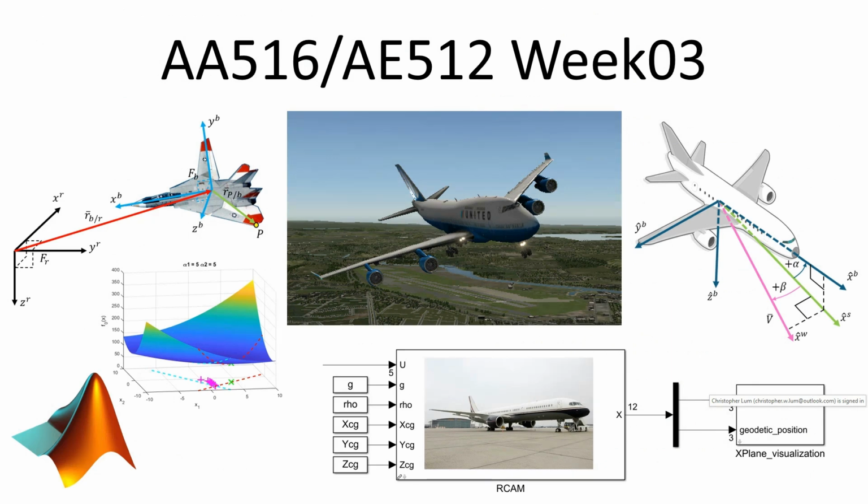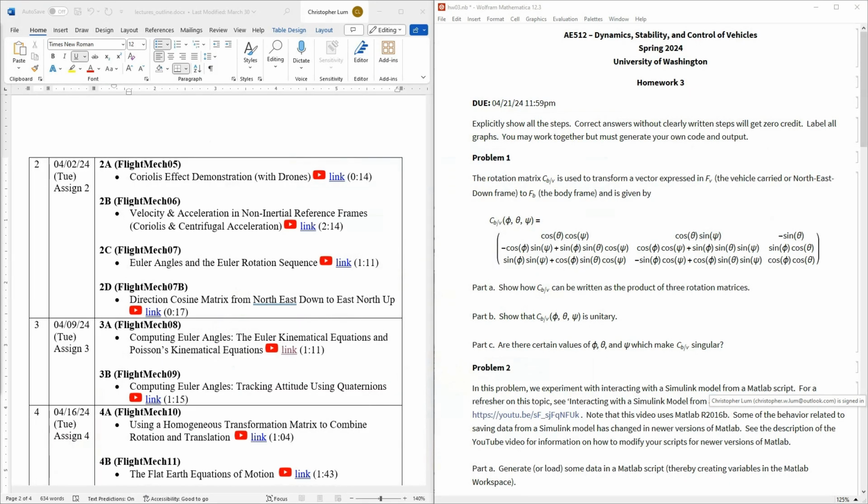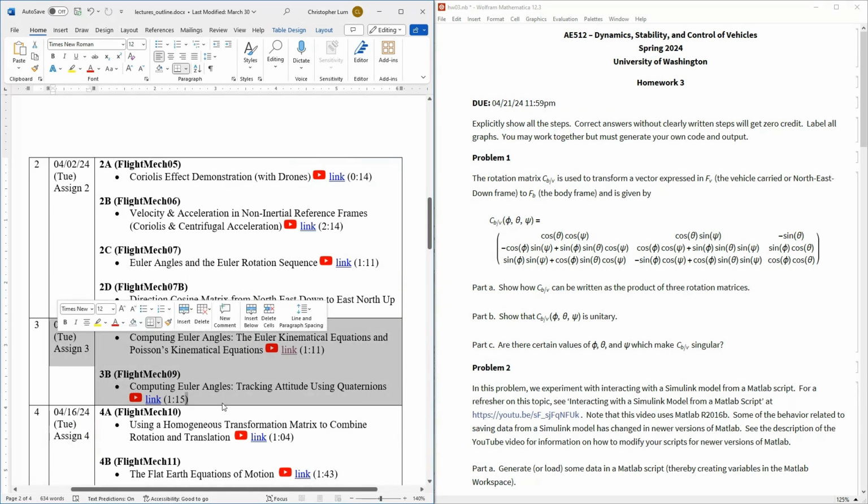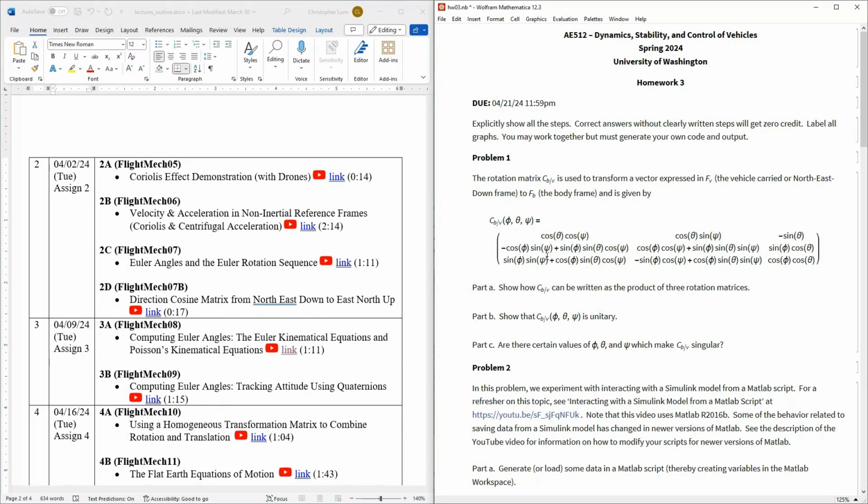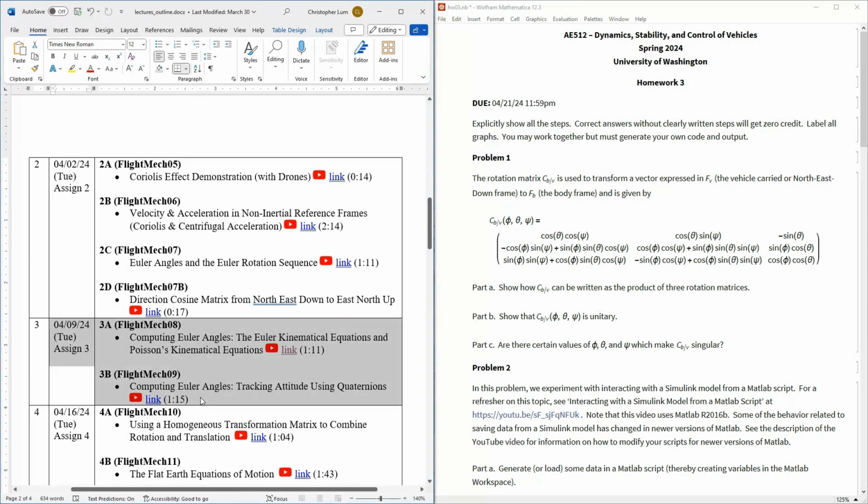So today we are on to week 3 of our flight mechanics class. So I thought we would just go through our usual routine of taking a look at what we are doing in terms of the lecture schedule for this week, as well as going over the homework. So to just jump into it, it's actually a pretty natural progression from what we were doing last week.